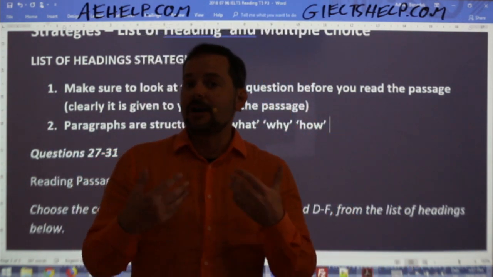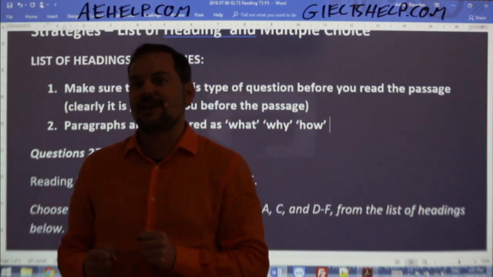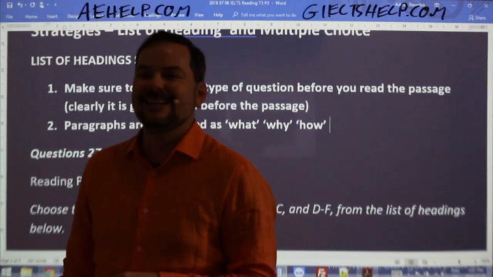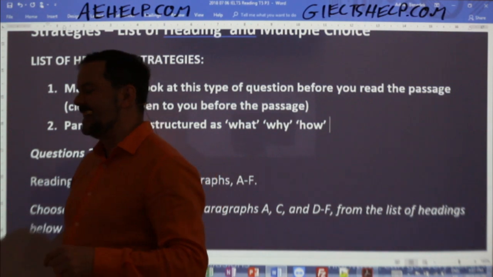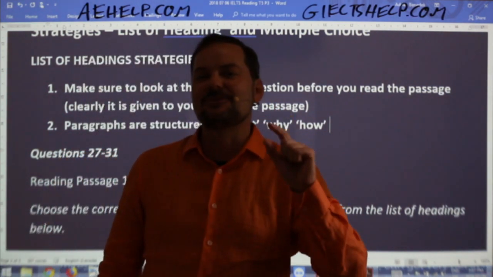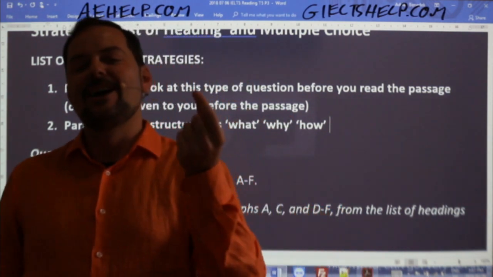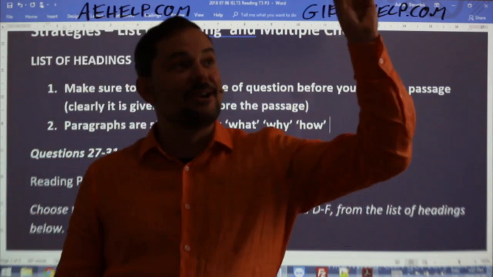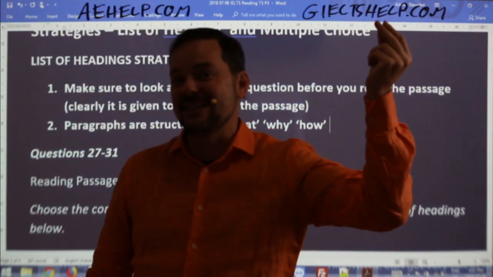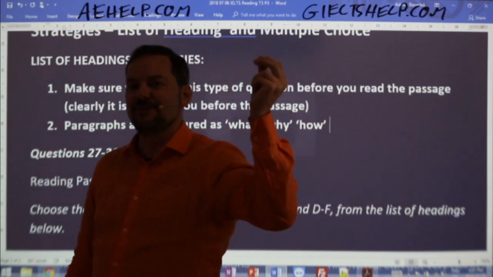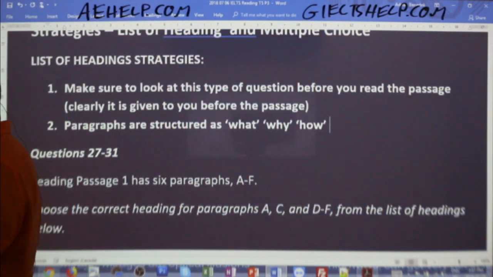Now, IELTS paragraphs are structured the same way. Nuts are, Sandeep, what are nuts? Nuts are like peanuts or acorns or walnuts. You find them in chocolate as well. They grow on trees. They're basically little seeds that are hard, okay? They're the fruit of trees, Sandeep. All right, so paragraphs are structured as what, why, how.